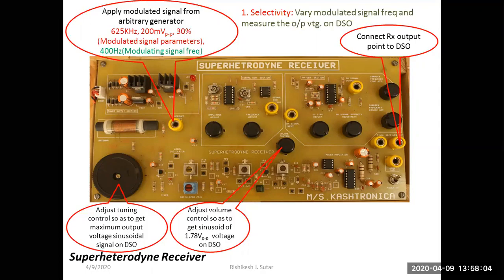Now, before going to the next characteristic, please make sure that you have come back to your original setting of the modulated signal as 625 kilohertz, 200 millivolt peak to peak, 30% depth, and 400 hertz modulating signal frequency. Also make sure that the output sinusoidal signal has 1.78 volt peak to peak voltage. Once you have come back to the original settings, you can go towards the next characteristic.